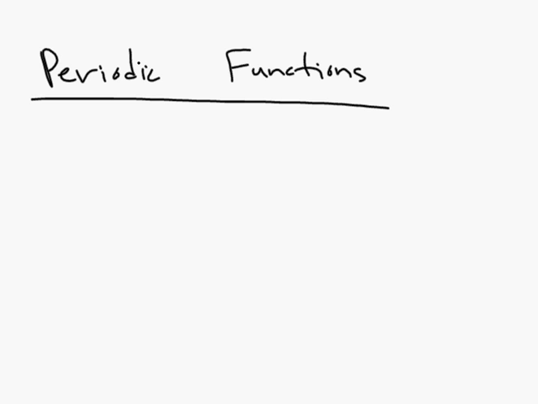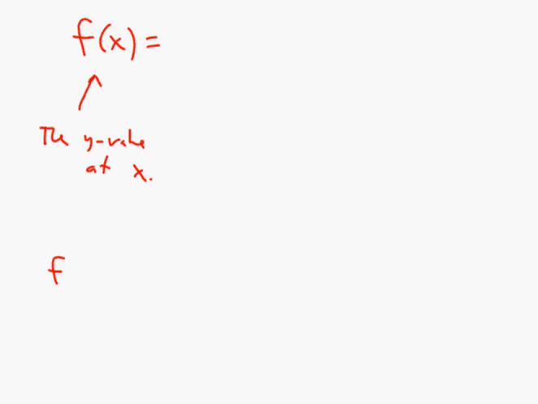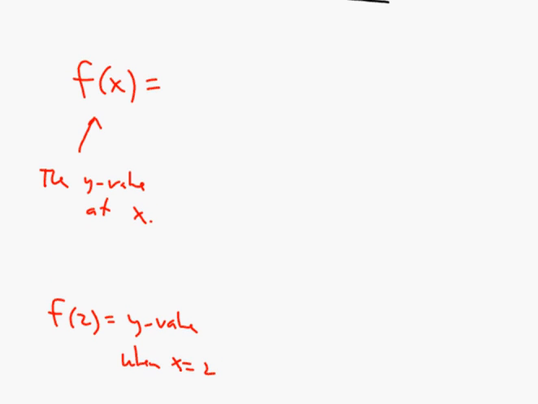A periodic function is something that has the following property. f of x, which you should remember what this means. This means the y value at x. So for example, if you went to ask for the f of 2, then f of 2 is equal to the y value when x equals 2. And if you ask for f of 4, that'd be the y value when x equals 4.